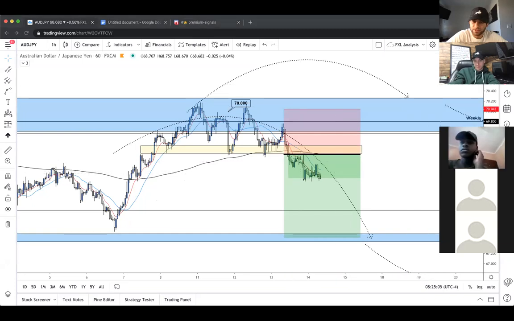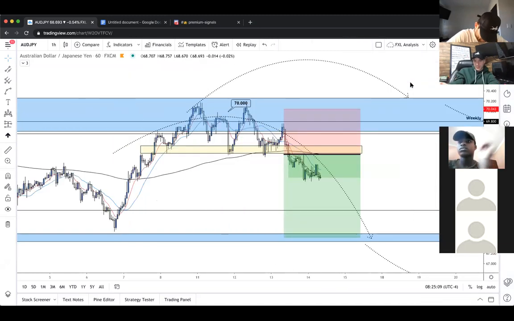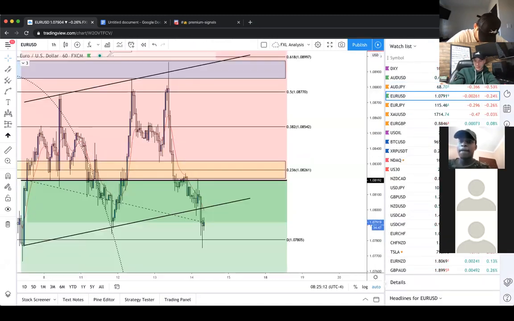This is also correlated pretty well with GU right now. They're both moving the same way. The same with EU. EU and EJ are looking similar as well. So I'm going to get into that.